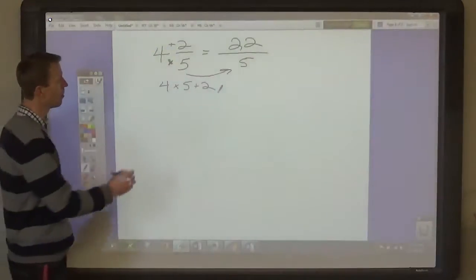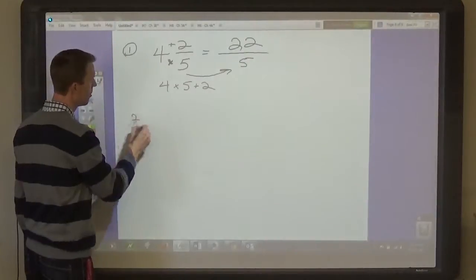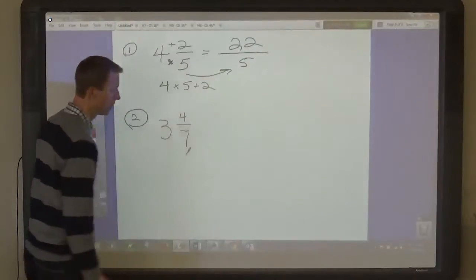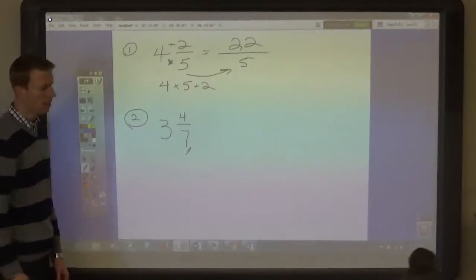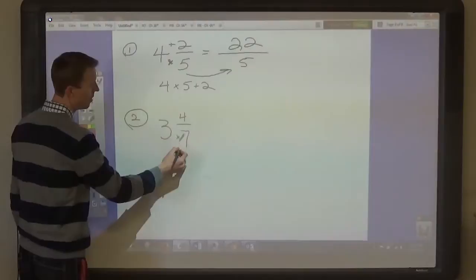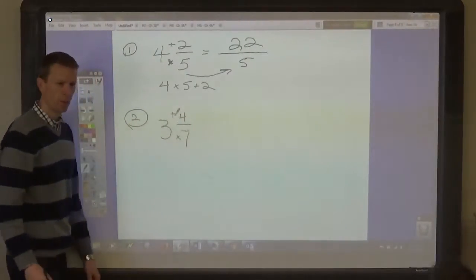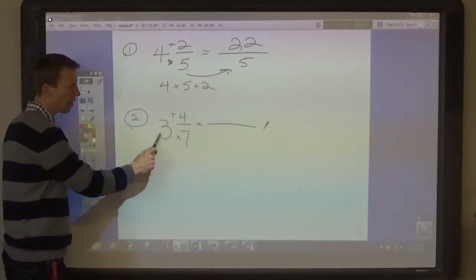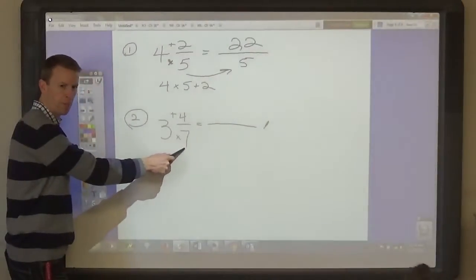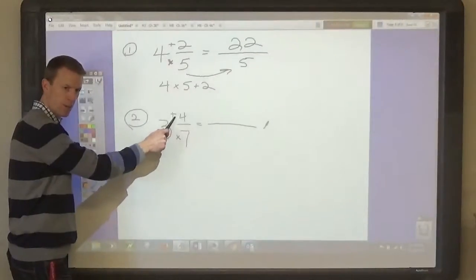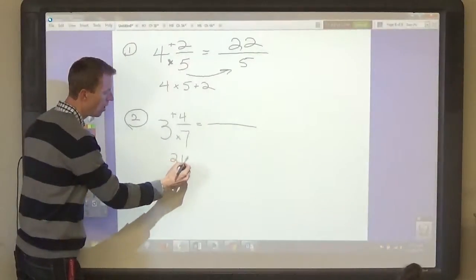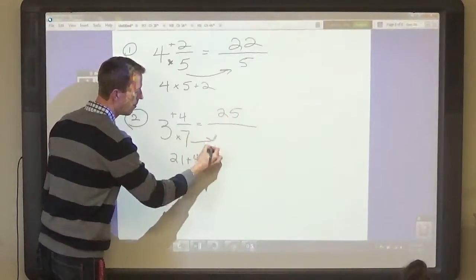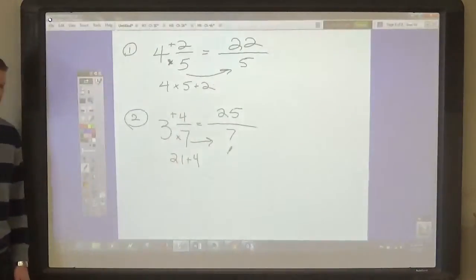What's the next one? What's number 2 on the worksheet? 3 and 4 sevenths. So put the times sign by the denominator, plus sign by the numerator. This means we got 3 wholes. We cut it into sevenths. That gives us 21 pieces. Add the pieces we already have. 21 plus 4 is 25. Keep the denominator. 25 sevenths.